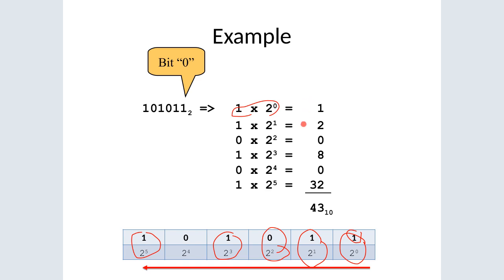Then make sure you add all these resulting multiplications here. So the moment you add, you're going to get 2, this is 40, 42, 43. So 43 to base 10. So that is how you convert any binary number to decimal.